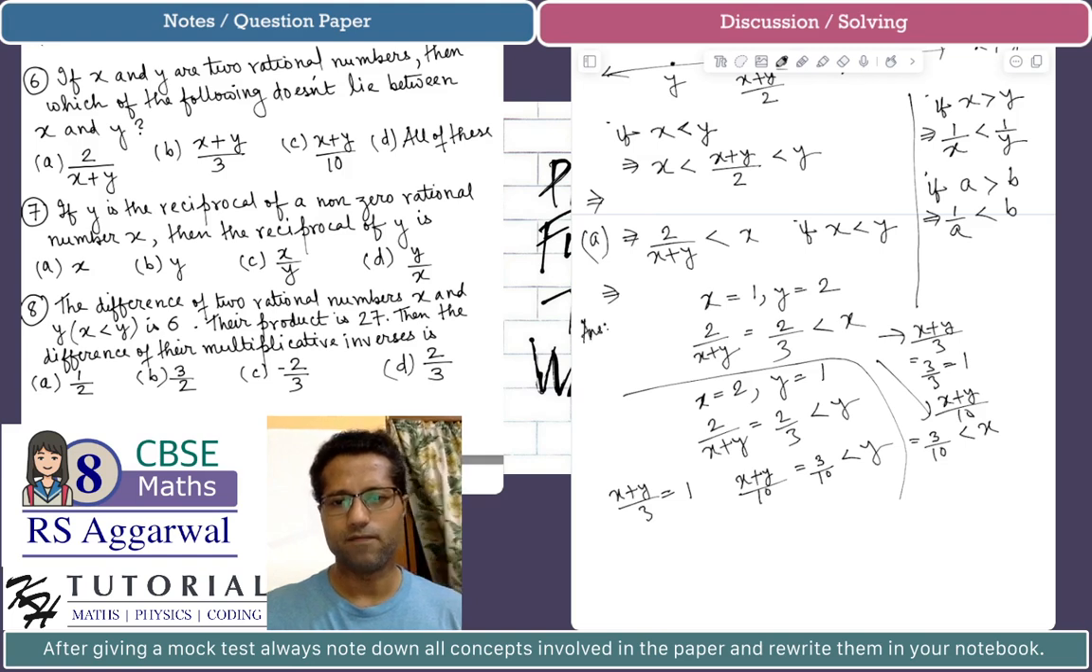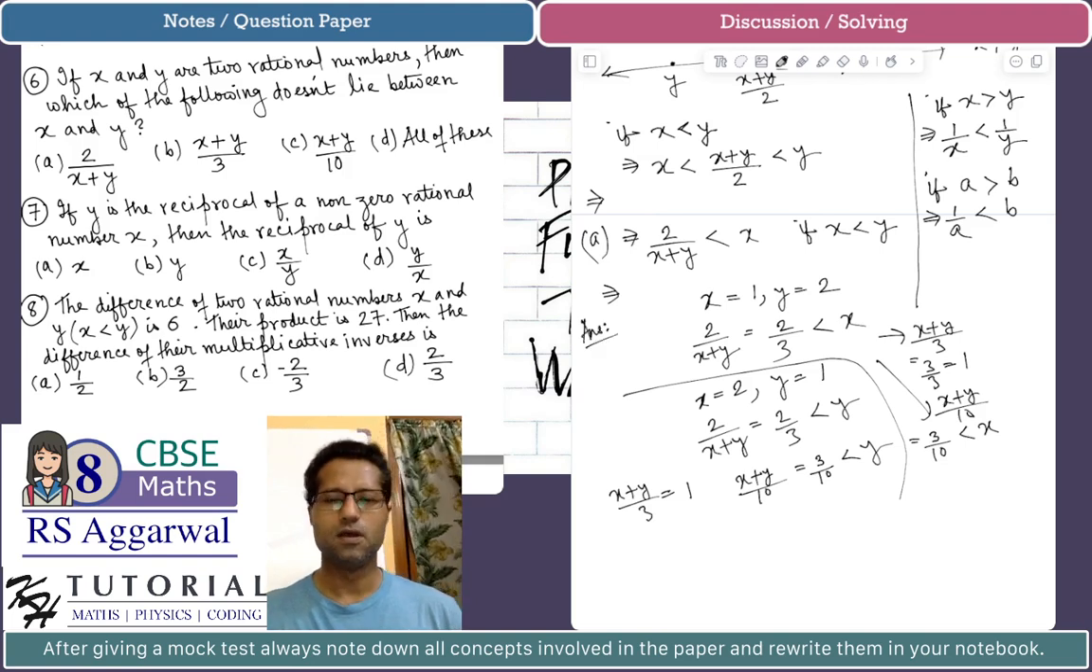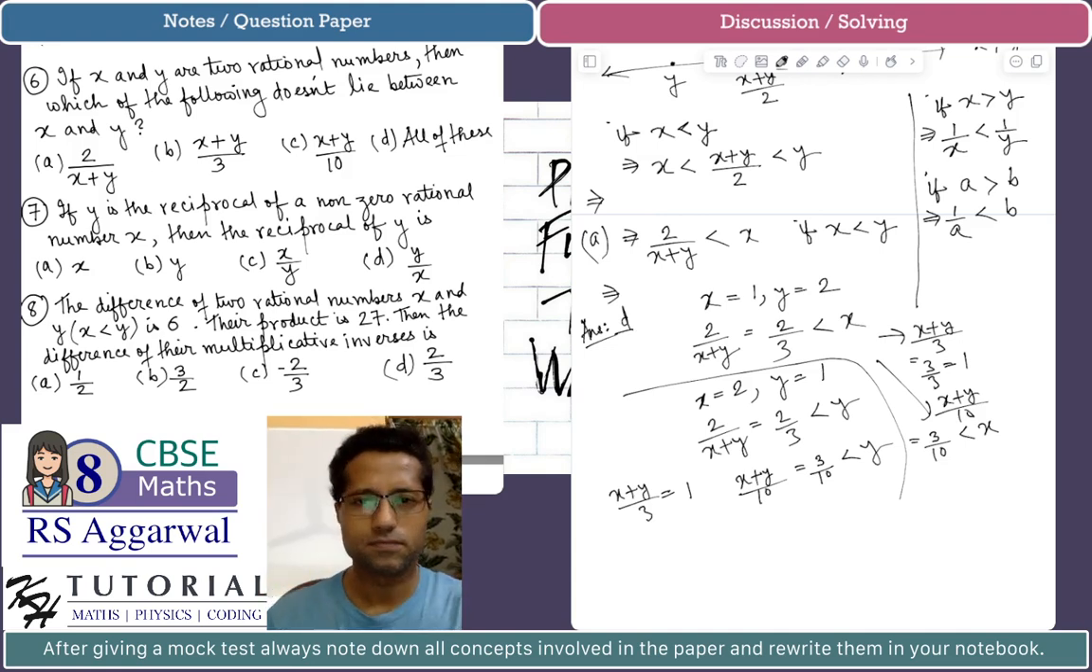So whenever you have choices like all of these or none of these, or both A and B, or neither A nor B, you should carefully check all the choices. So for this problem, the answer is D.